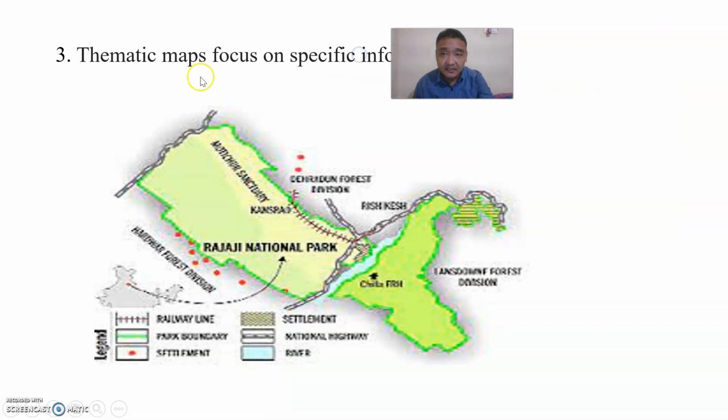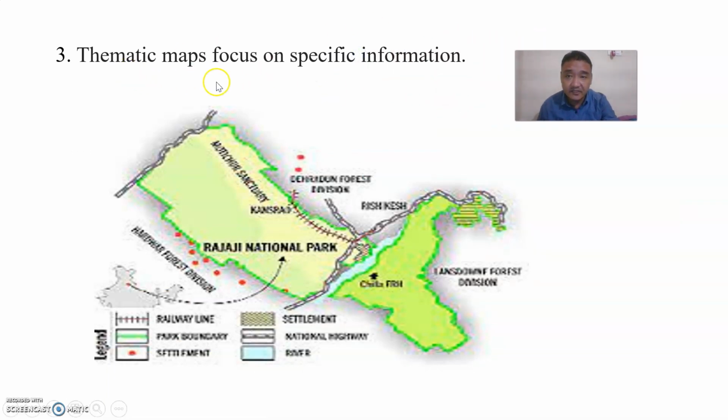Next, the thematic map. The thematic map focuses on specific information, for example the Rajaji National Park. It shows Rajaji National Park information such as the railway, the settlements, and the roads. That is a thematic map.